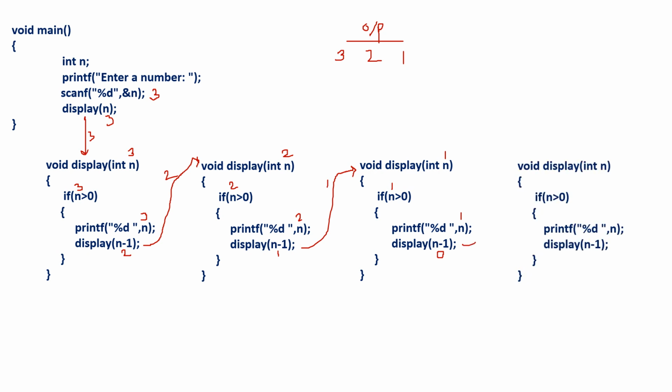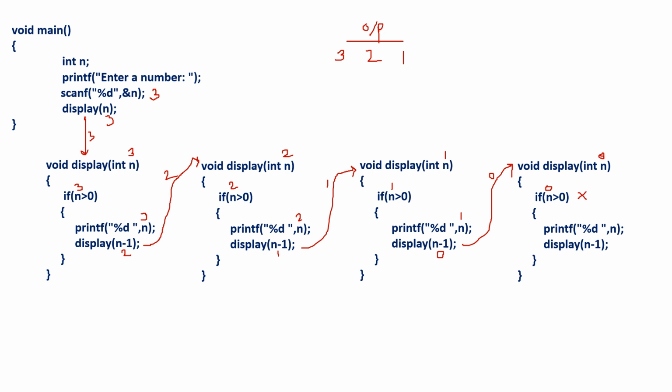Now another display function is called with argument 0. That means here the n value becomes 0 in this particular copy. Now what is the condition here? n is greater than 0. 0 is greater than 0. That is a false condition. That means now this condition is false, so these entire statements are not executed.